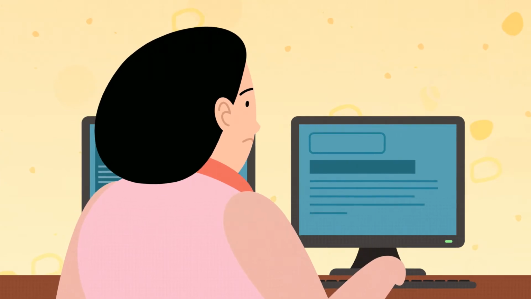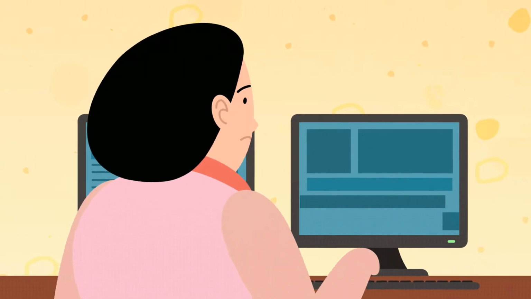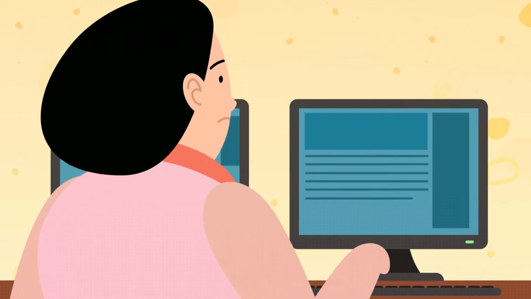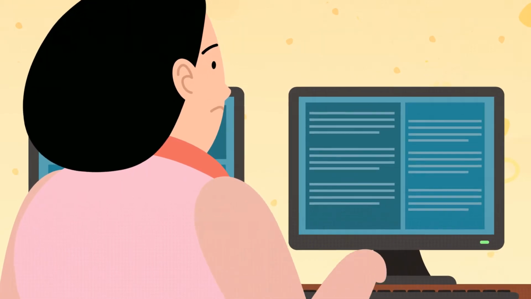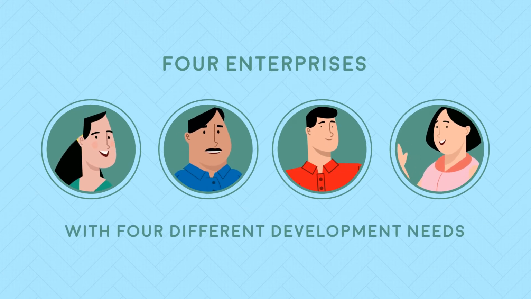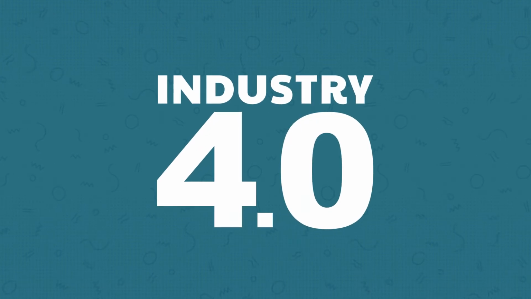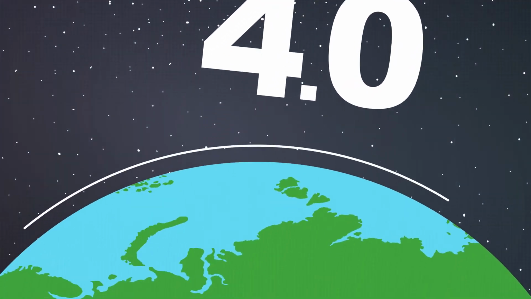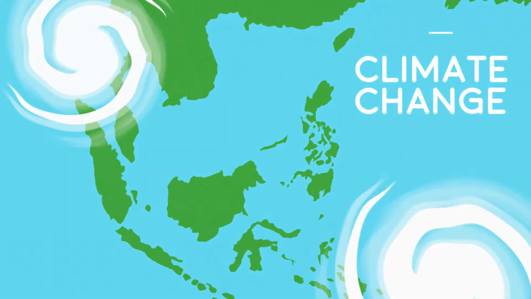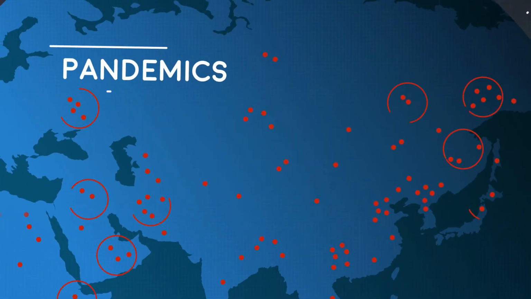Grace has an expanding and innovating enterprise. Grace needs help in setting up digital mechanical systems and higher level technologies. Four enterprises with four different development needs. Are they ready for Industry 4.0? Can we help them survive the challenges posed by globalization, climate change, and the pandemics?